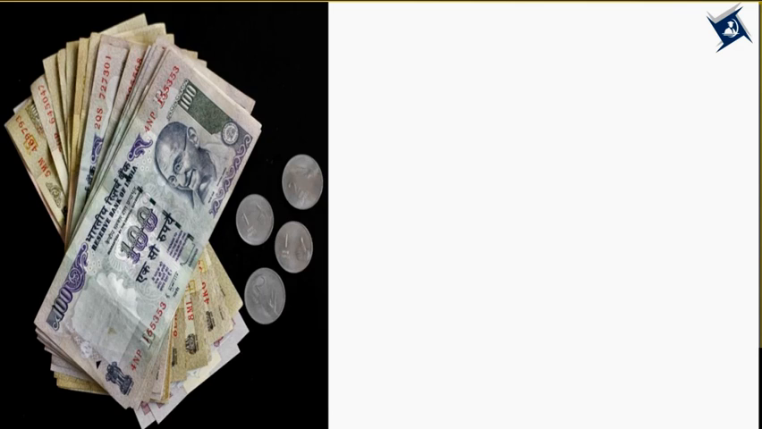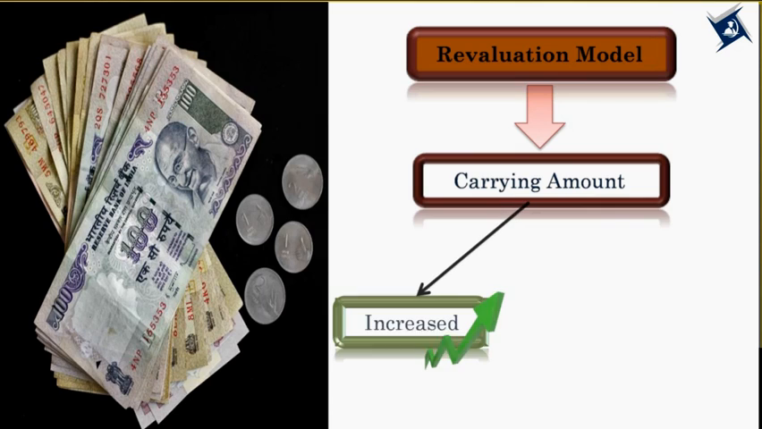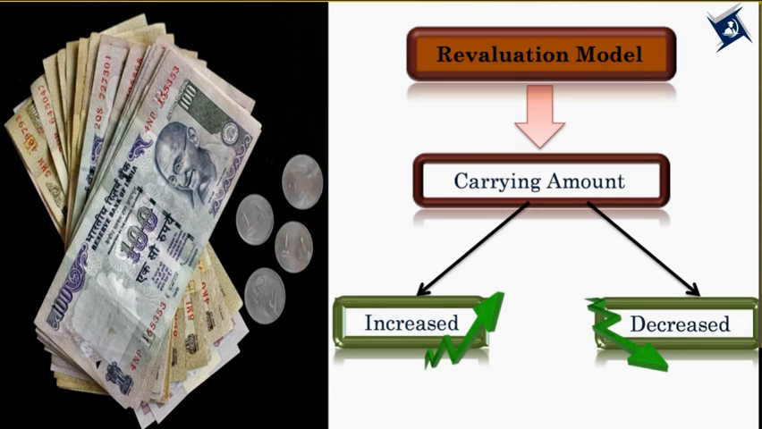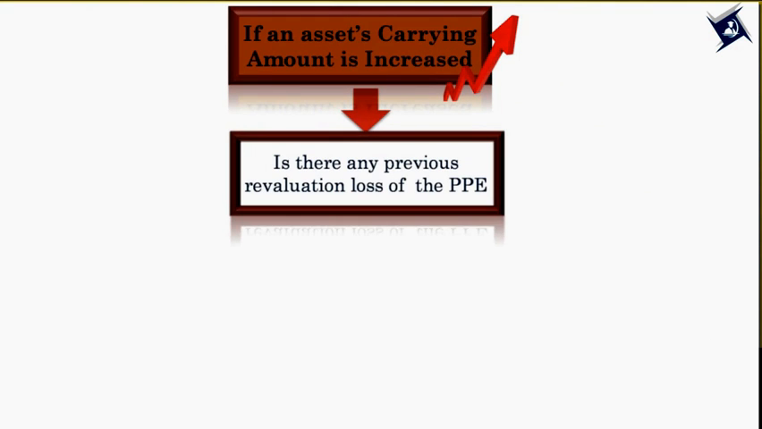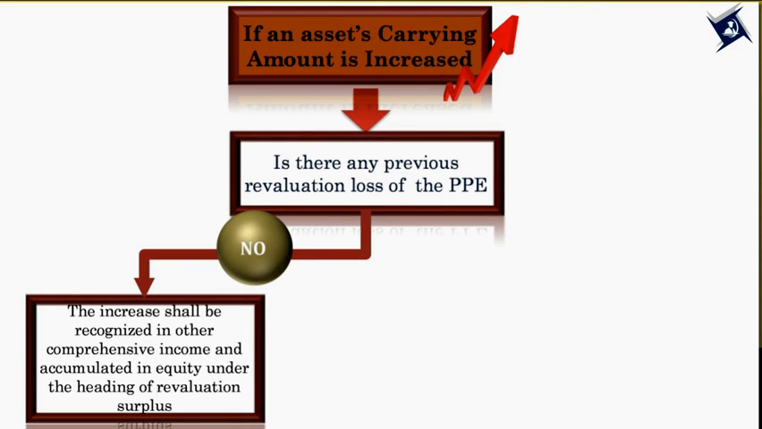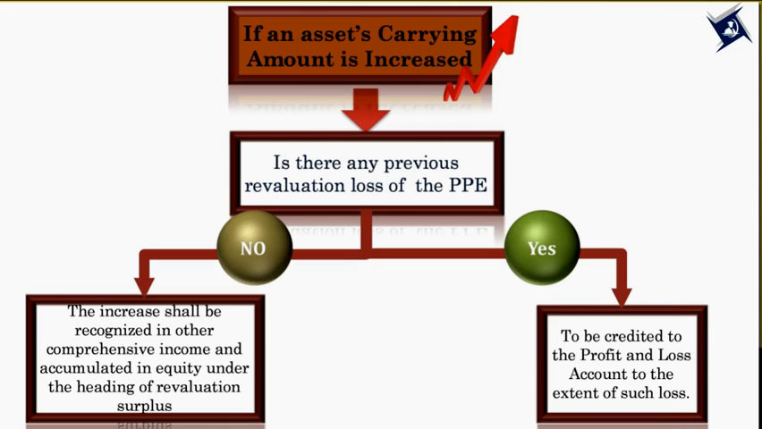Let us now move to accounting treatment of revaluation, which depends upon whether carrying amount is increased or decreased. If an asset's carrying amount is increased as a result of a revaluation, the increase shall be recognized in other comprehensive income and accumulated in equity under the heading of revaluation surplus. However, the increase shall be recognized in profit or loss to the extent that it reverses a revaluation decrease of the same asset previously recognized in profit and loss.